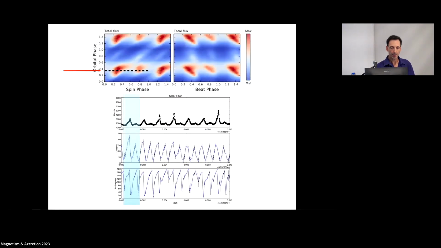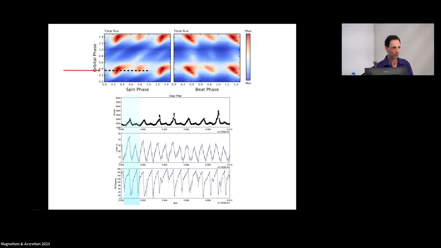Not only that, the pulses also vary as a function of orbital phase. I'm going to introduce you now to these, which are called, what are they called? Dynamic pulse profiles. Sorry.